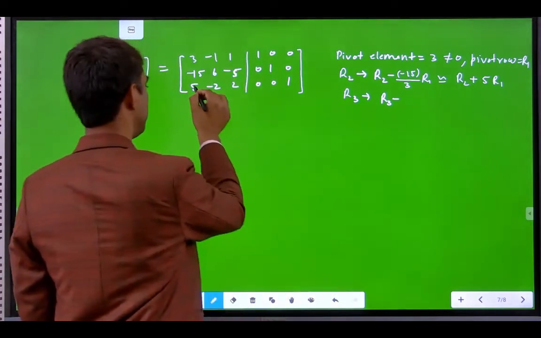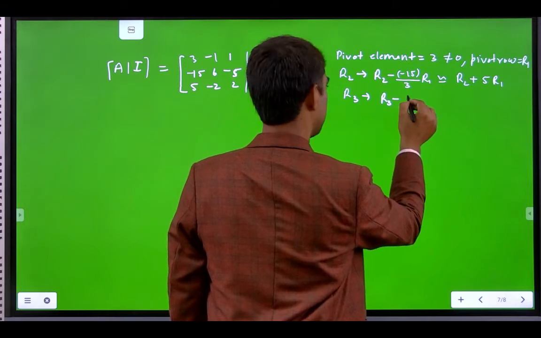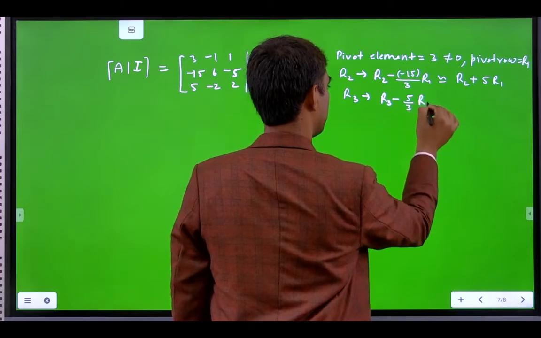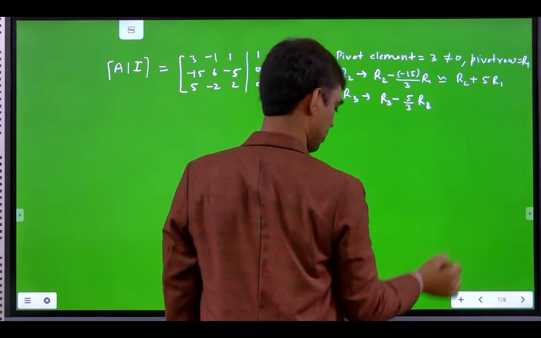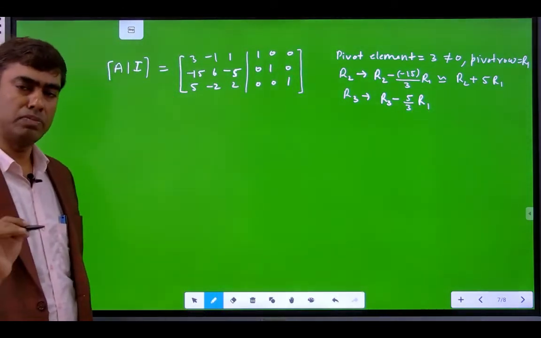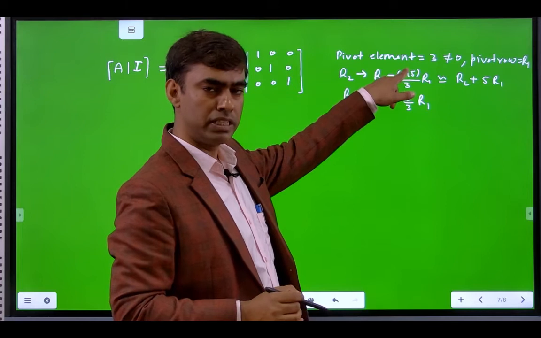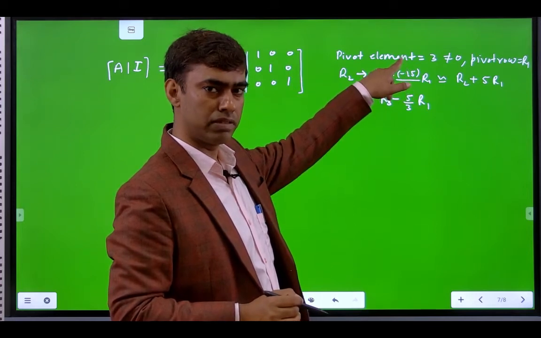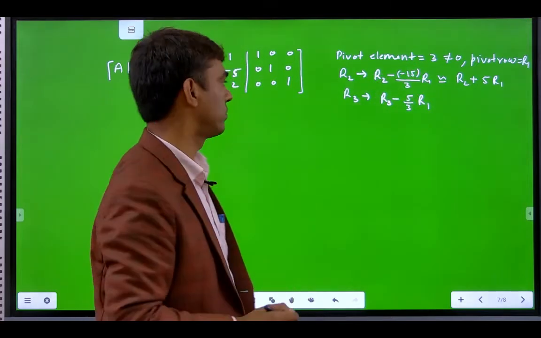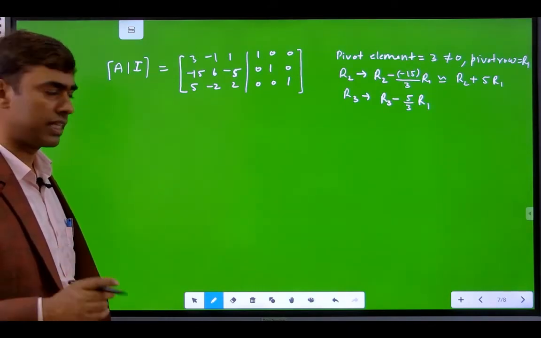Similarly, to eliminate the first variable from the third equation, we use R3 tends to R3 minus the coefficient of the first variable in the third equation, which is 5, divided by the pivot element 3, times the pivot row R1. So we perform this transformation: non-pivot row minus the first coefficient of the non-pivot row divided by the pivot element, times the pivot row. This is how we eliminate the first variable from the second and third equation.